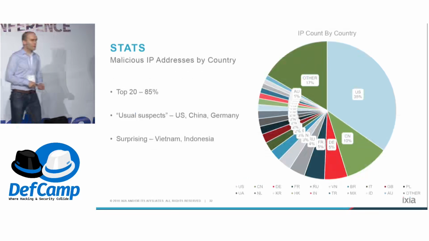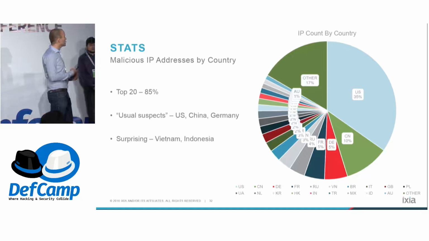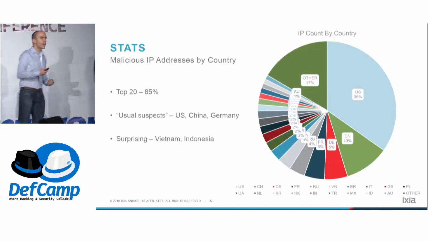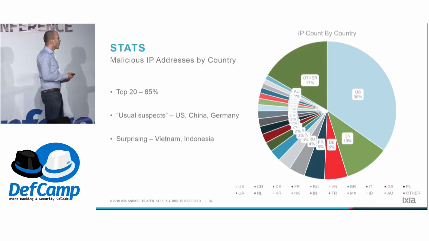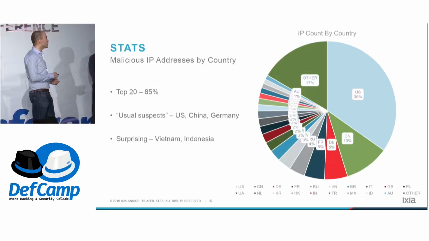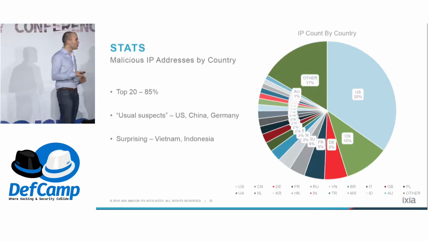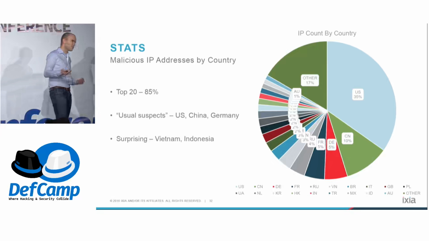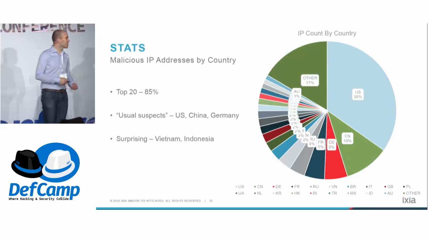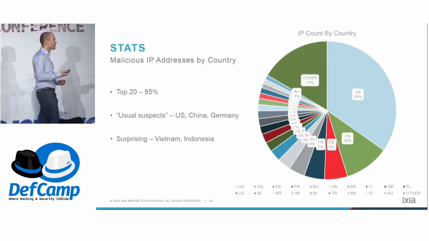Okay, one final stat, and that is the malicious IP addresses by country. You'll most likely recognize this. We have the usual suspects. This is based on the top 20 countries in our database. The usual suspects are US, China, and Germany, and you'd expect that because these are the countries that also have the most IP ranges associated with them. So it's normal that attackers will use a lot of IPs from those.